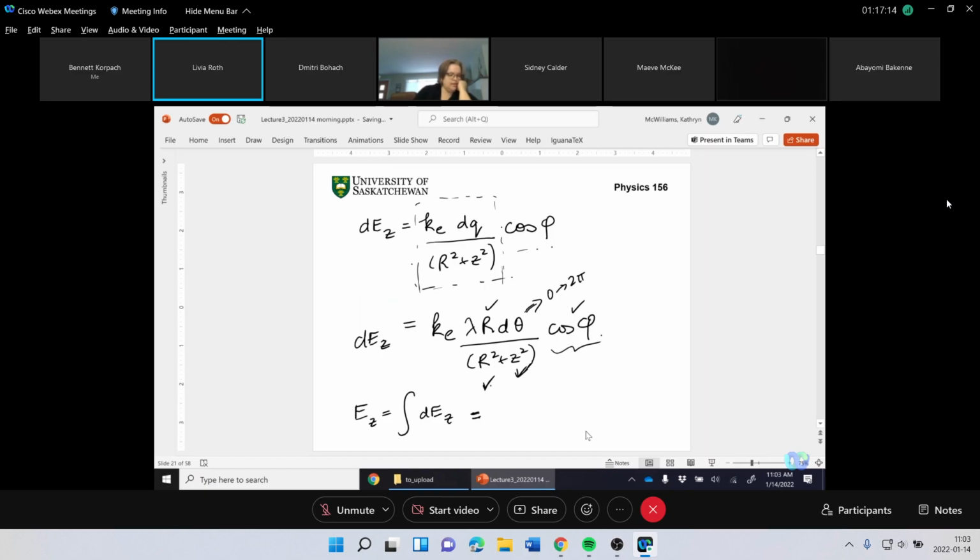So we can set this up. We integrate theta from 0 to 2 pi of KE lambda R cos phi over R squared plus Z squared d theta. These are all constants.